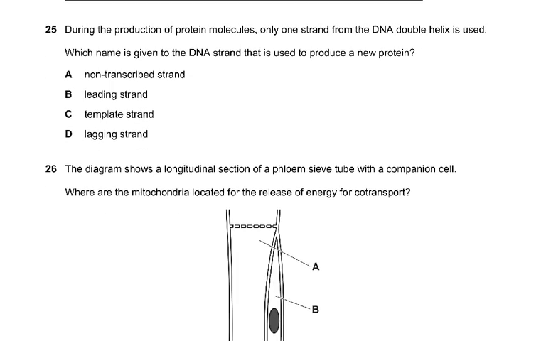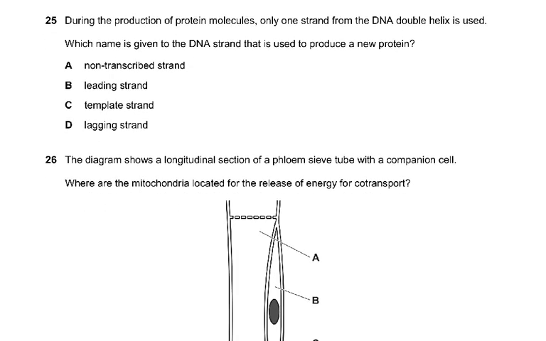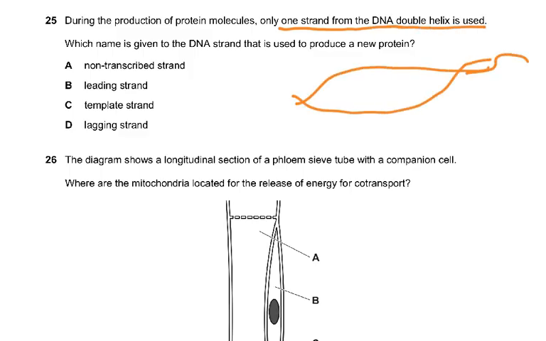Then we come on to question number 25. During the production of protein molecules, only one strand from the DNA double helix is used. You see, this is the double-stranded DNA, and then one of it is copied by the mRNA. And then, of course, this unzips and then zips back. Once it's copied, the mRNA leaves and it zips up again.